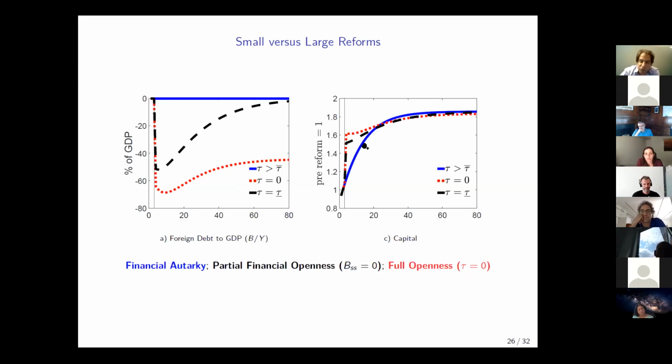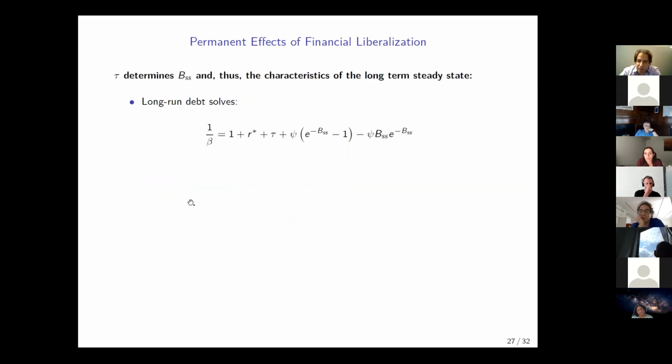The same thing is true for capital. Larger reforms imply that you're going to accumulate capital faster, but then you're going to converge potentially to a steady state with a different amount of capital, because your allocation of firms is going to be different. So let me show you that in a graph as a function of tau.